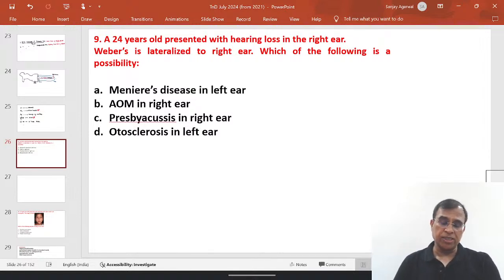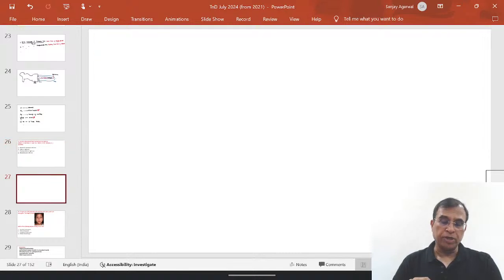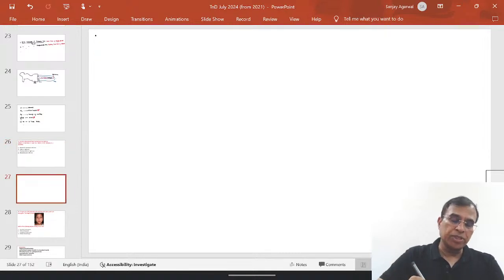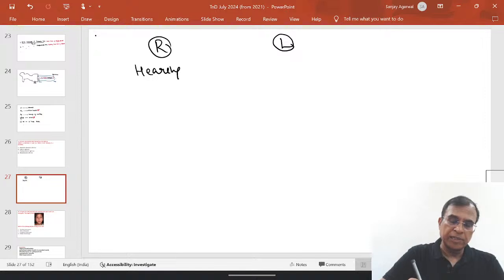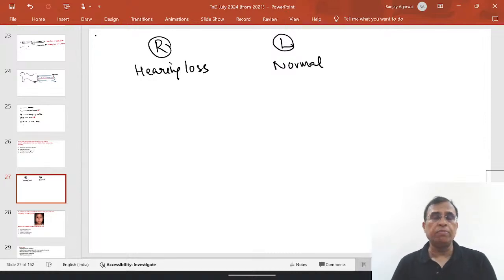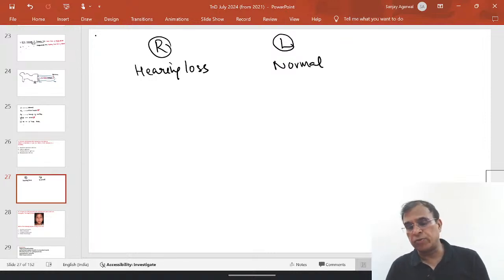So how do you answer this question? For those who don't know, B is the correct answer. Suppose this is the right ear and this is the left ear. The patient is telling you it is hearing loss in the right ear. That means the left is normal, because if the patient is only complaining of hearing loss in the right ear, obviously that one is normal.